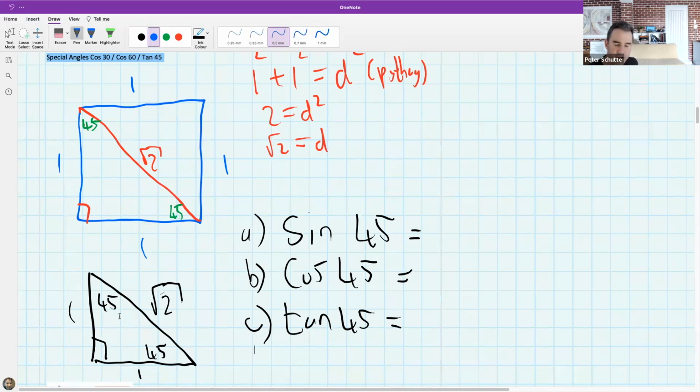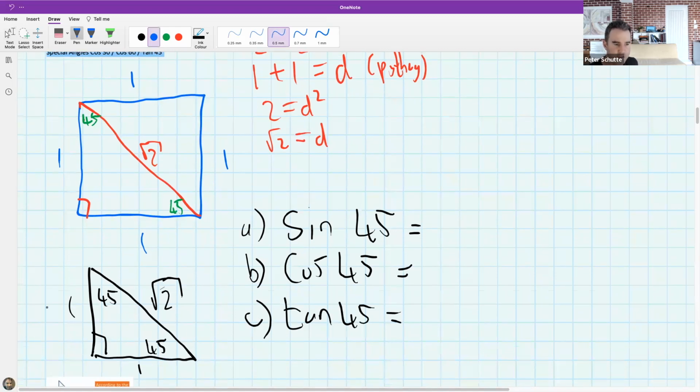So for sine of 45, I have to choose the 45 as the reference angle. So I'll make that O, I'll make that H, and I'll make this A. So for the sine of 45, I'm going to get 1 over root 2. Now, sometimes your calculators write it as root 2 over 2, but that is equivalent to 1 over root 2. Because we're using this special triangle, I think it's better to use 1 over root 2, since root 2 over 2 is a calculator thing, and this question is meant to be without calculators.